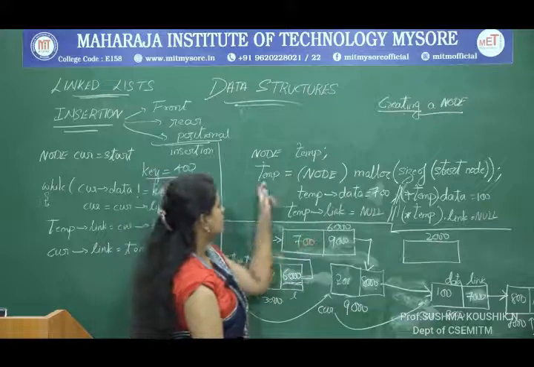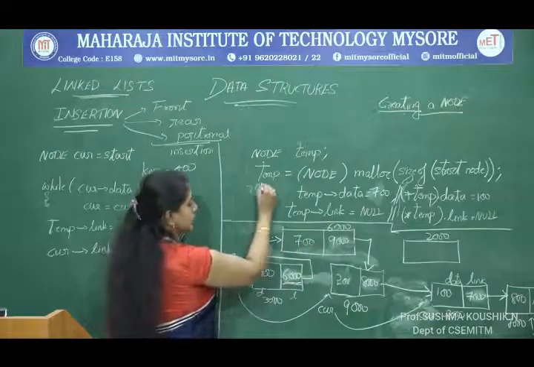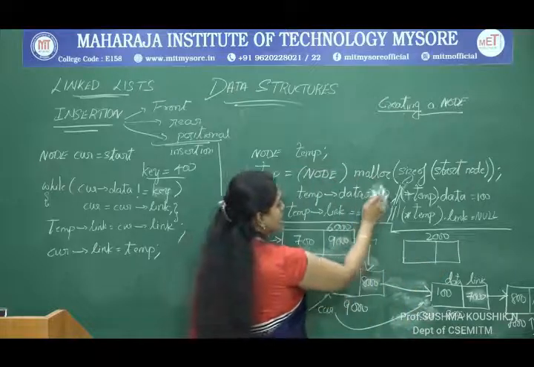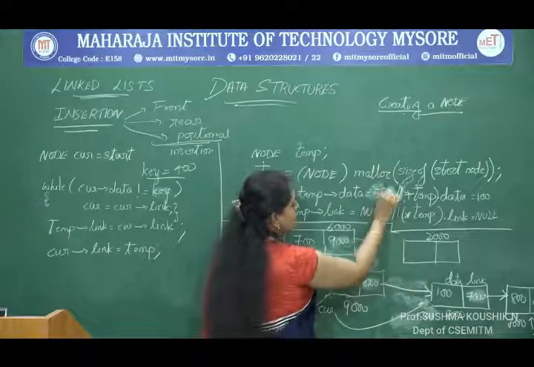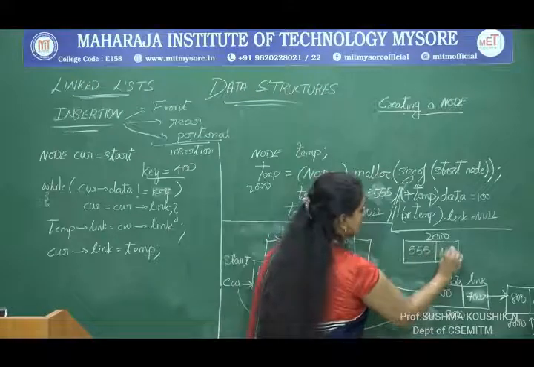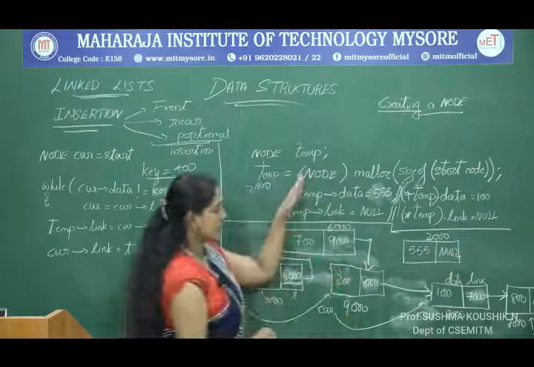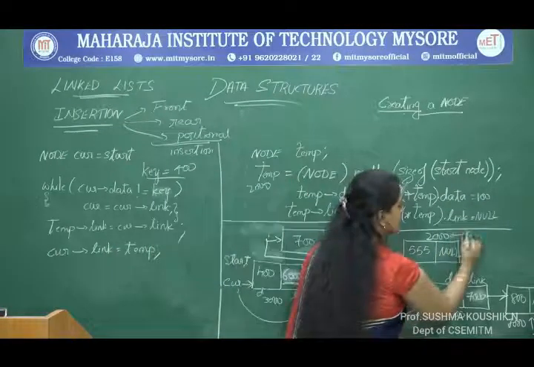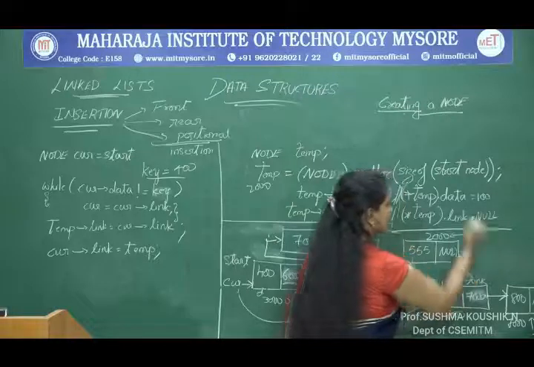Now 2000 is there in the temp, which has got two parts. And now here temp of data is holding a new value called 555, and the link part is with the null. So these lines are ready, and the new node is being held in the variable called temp.